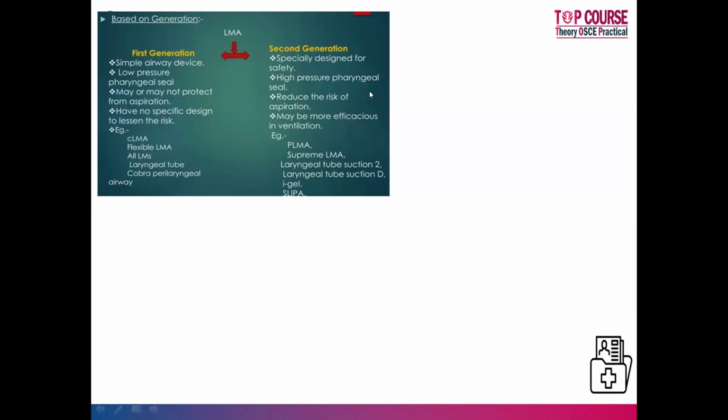The second generation LMAs are actually designed specifically for safety reasons. So they are made with a high pressure pharyngeal seal. So the risk of aspiration is decreased, and they may be more efficacious in ventilation also. Examples for this are the Supreme LMA, the laryngeal tube suction 2, the i-gel, and the Sleeper.